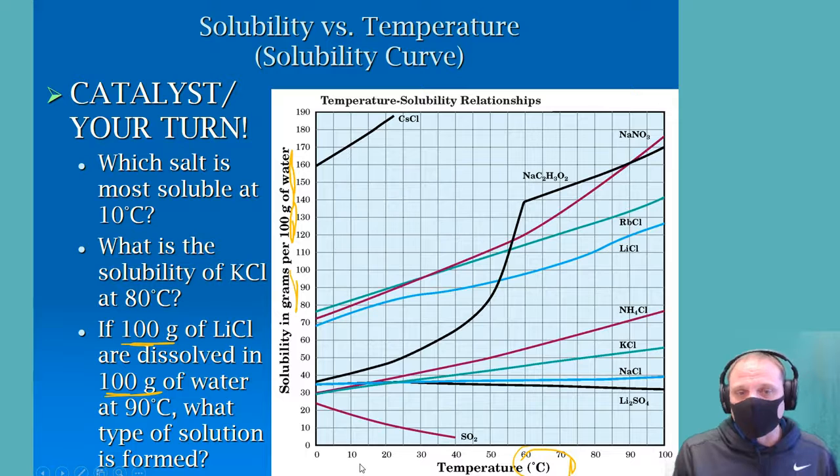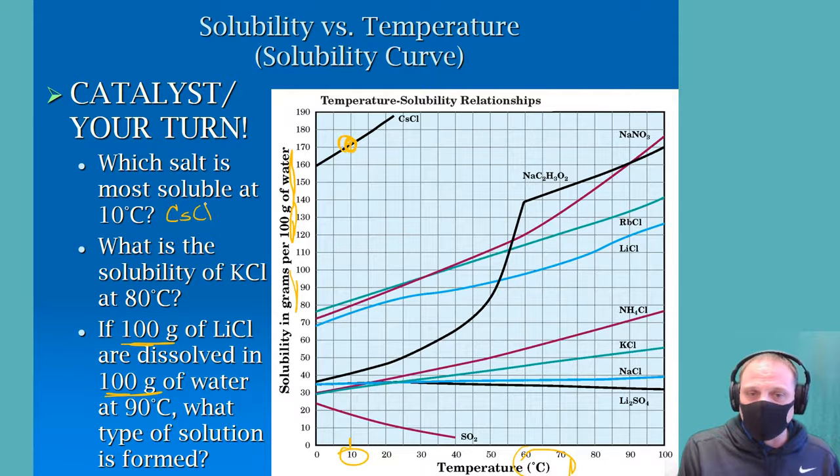But let's start with the top one. Which salt is most soluble at 10 degrees Celsius? So we go to 10 degrees Celsius, and we want to see which one's most soluble, which means which one can we get the most stuff dissolved in? Well, if we look over here at the cesium chloride, we can see it's way up here at like 170 something, right? So we can say that the cesium chloride is going to be the one that's most soluble at 10 degrees Celsius. Nice, good answer. And again, I love it if you guys are seeing these answers, you can throw them into the chat before I actually give you the answer. That's awesome. And then we go to the next one.